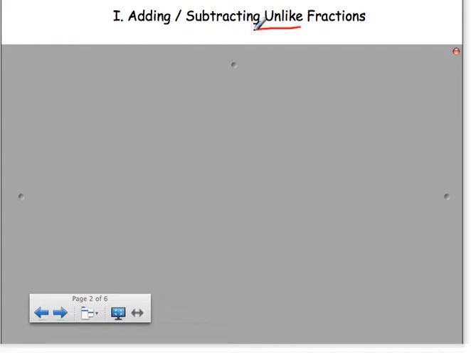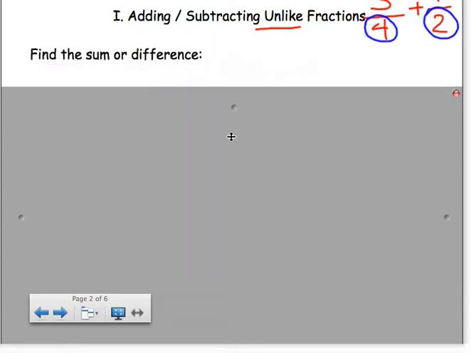In the last video we talked about how to add like fractions. So if we're talking about adding unlike fractions, we mean fractions that have different denominators. So for example, 3/4 and 1/2 are unlike fractions because they have different denominators.